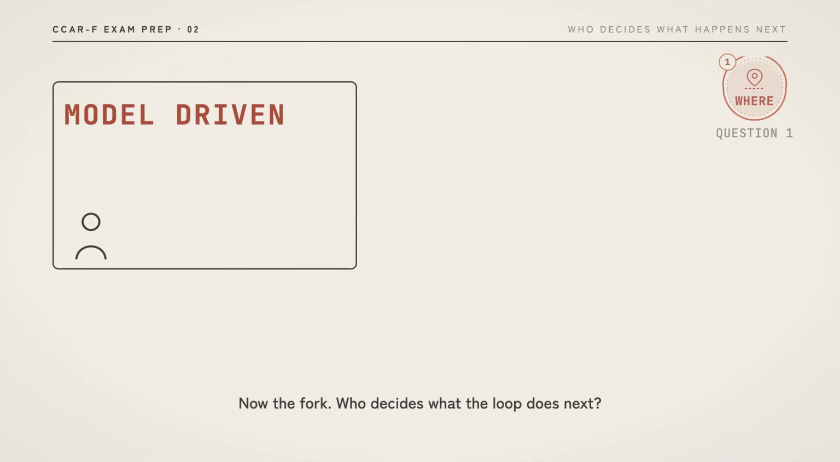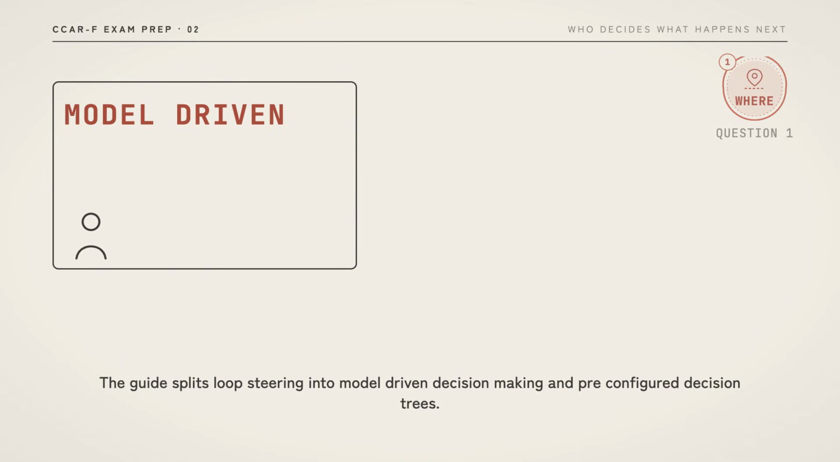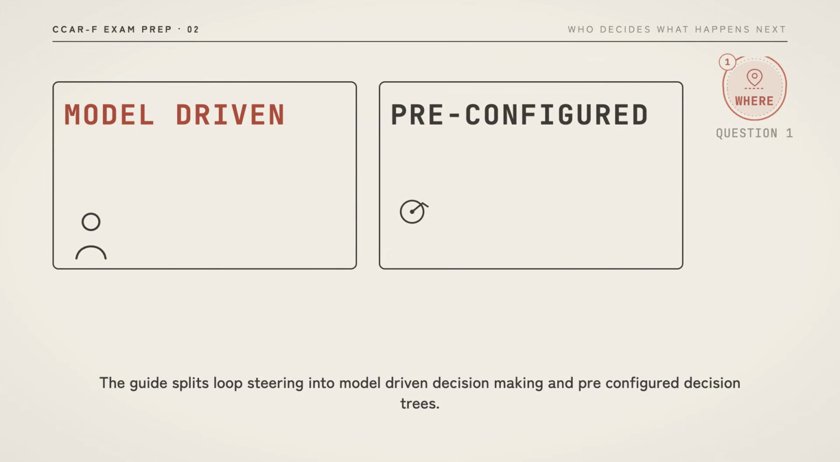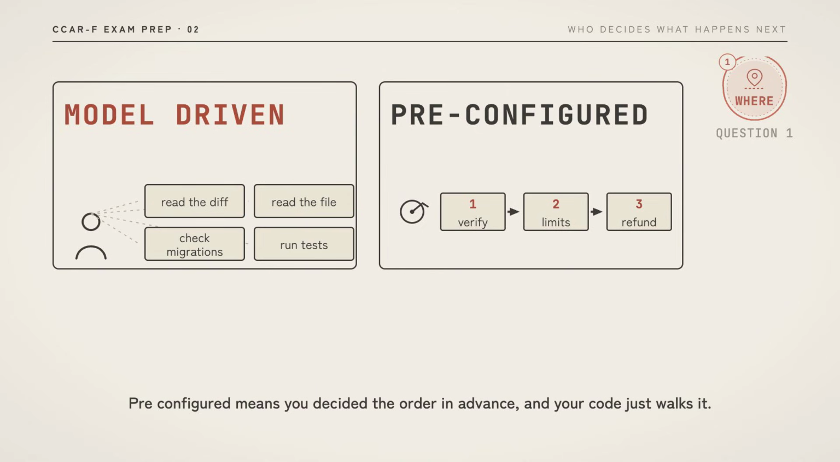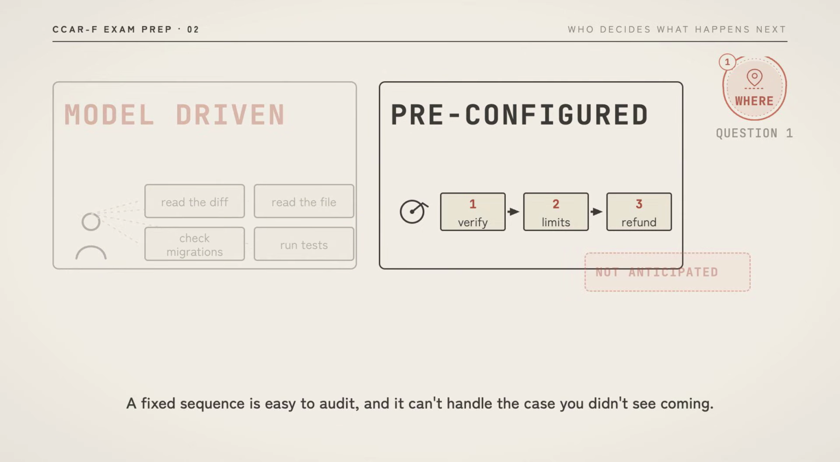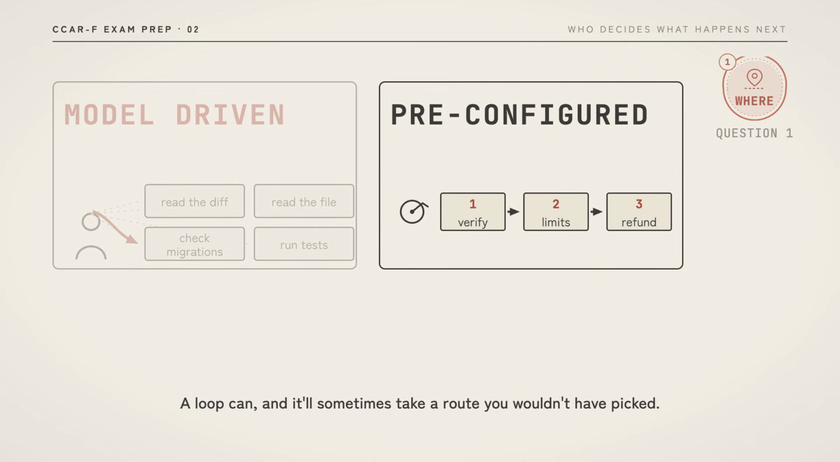Now the fork, who decides what the loop does next? The guide splits loop steering into model-driven decision-making and pre-configured decision trees. Model-driven means the model looks at everything in the transcript and picks the next tool itself. Pre-configured means you decided the order in advance and your code just walks it. A fixed sequence is easy to audit and it can't handle the case you didn't see coming. A loop can, and it'll sometimes take a route you wouldn't have picked.